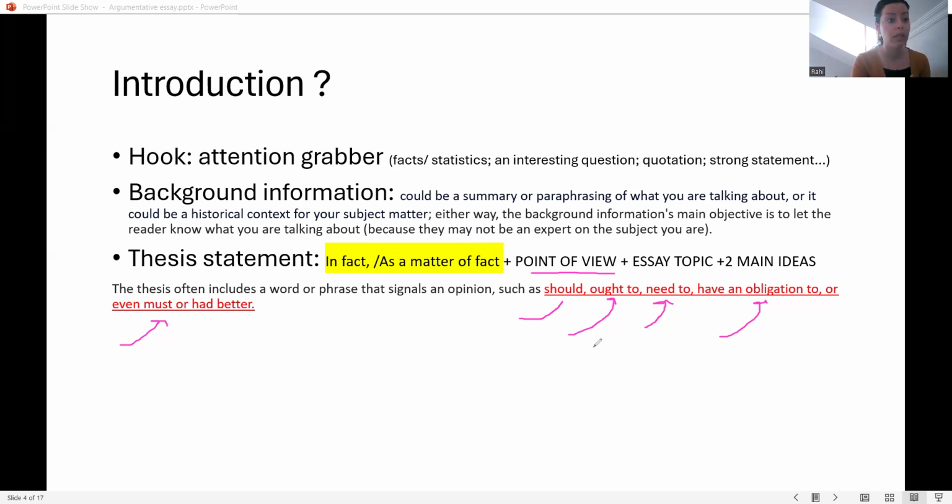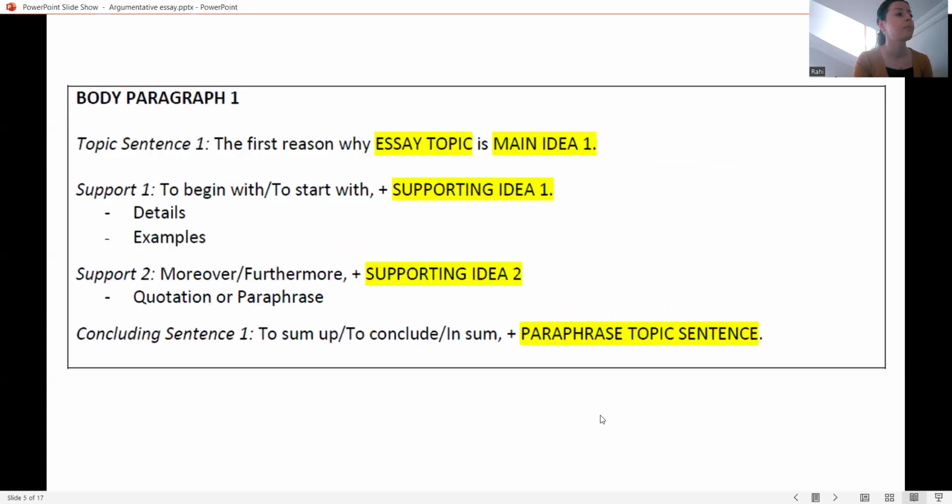So don't use "I," instead use these verbs. For example, people should do something, or people shouldn't do something, or must or mustn't do something. So these are the verbs that you can use for your thesis statement.